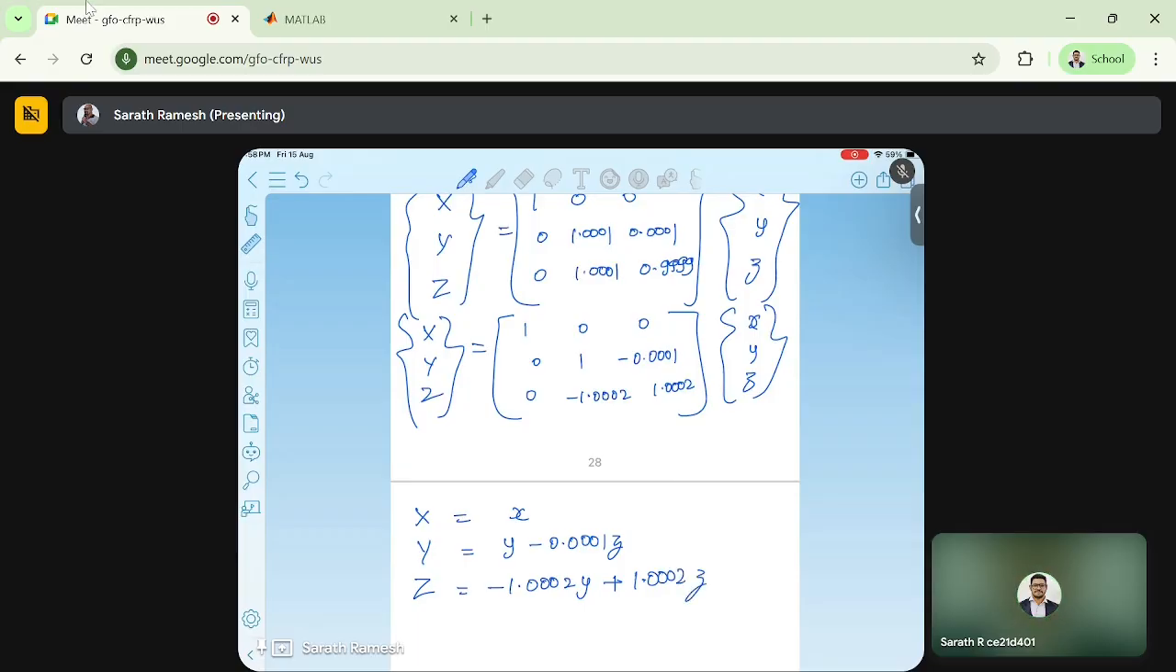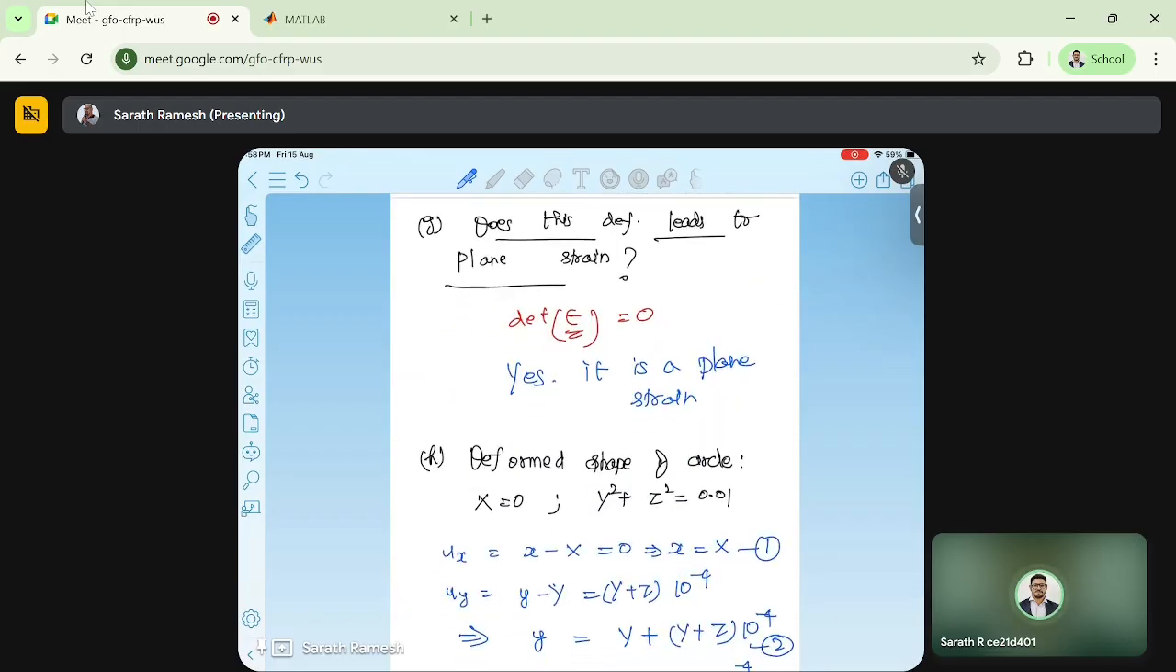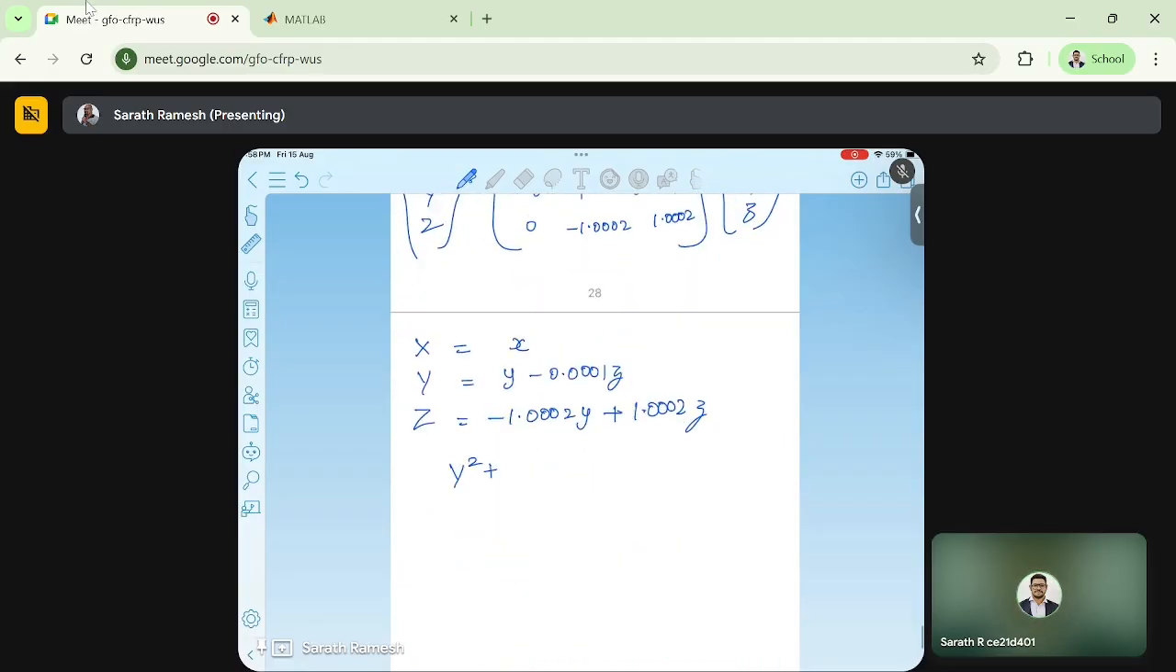Okay. Now what we have to find, the question is the deformed shape of the circle, y square plus z square equal to 0.01. So when you substitute, y minus 0.0001 z the whole square plus 1.0002 z minus 1.0002 y the whole square equals 0.01.